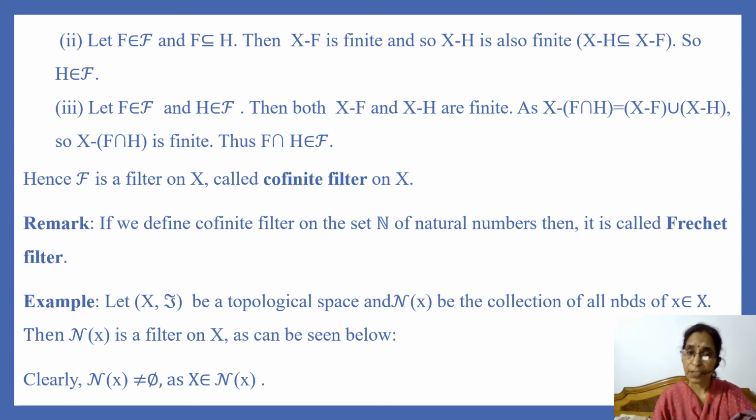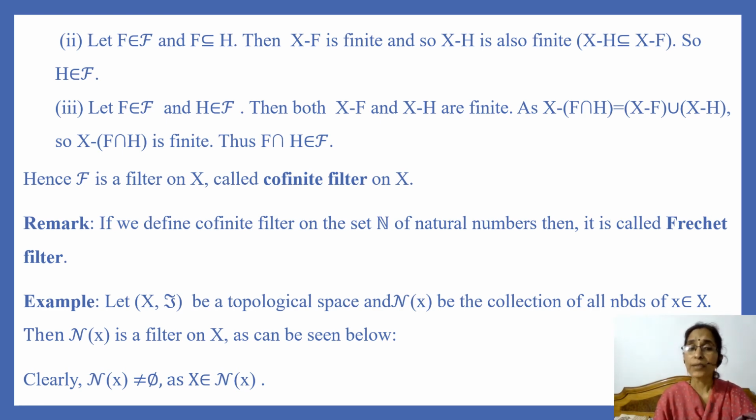Now we check the third axiom. Let F belong to F and H belong to F. Then by definition, the complement of F and the complement of H are finite, and so their union is also finite. But the union of the complement of F and the complement of H is equal to the complement of F intersection H. That means the complement of F intersection H is finite, which implies that F intersection H belongs to F. Hence, all the axioms are satisfied. We can say that F is a filter on X. This filter is called the cofinite filter on X.